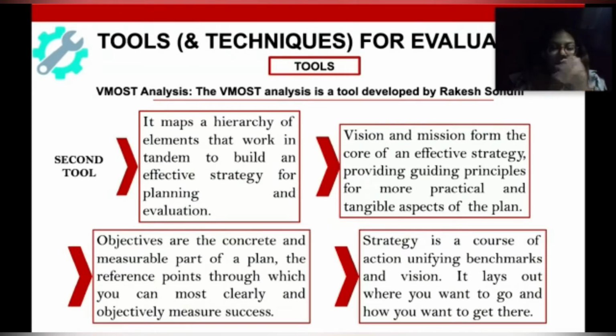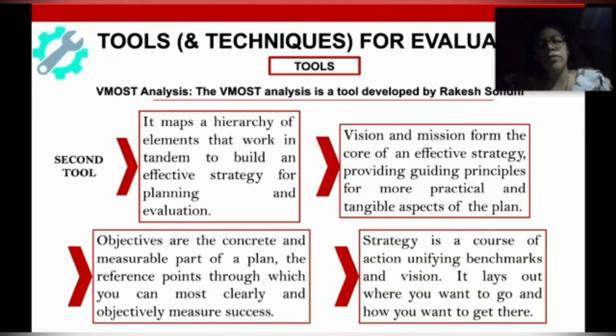Vision and mission form the core of an effective strategy, providing guiding principles for the practical and tangible aspects of the plan. Objectives are the concrete and measurable part of a plan, the reference point through which you can most clearly and objectively measure success. Strategy is a course of action unifying benchmarks and vision. It lays out where you want to go and how you want to get there.